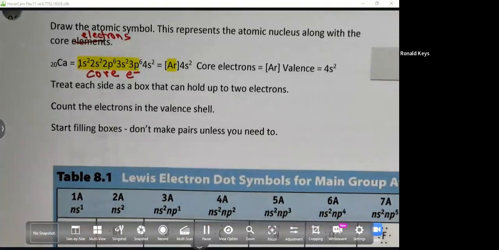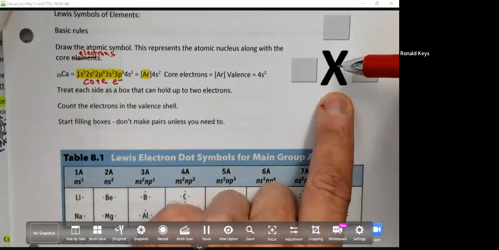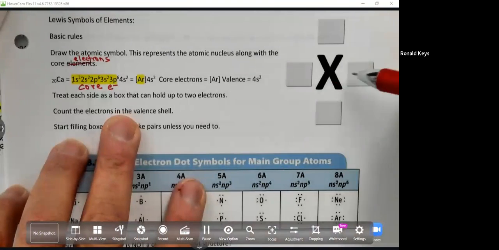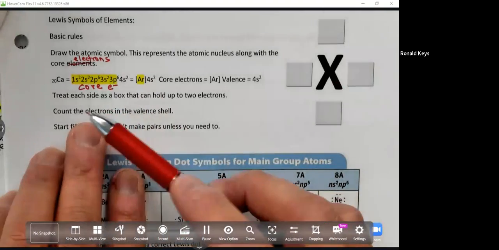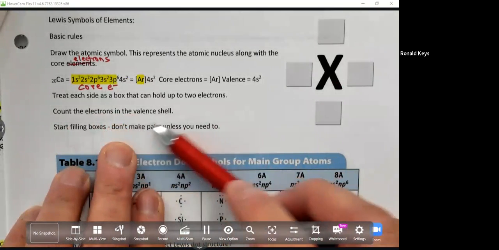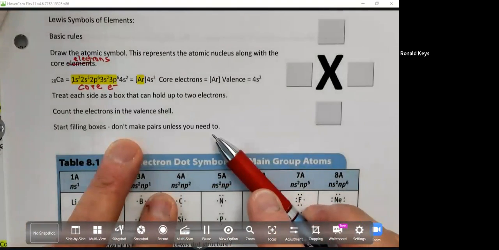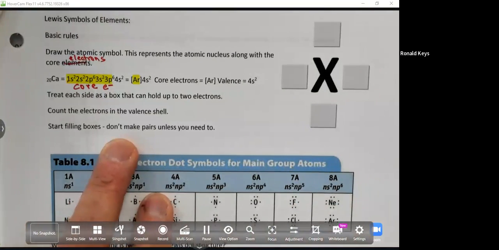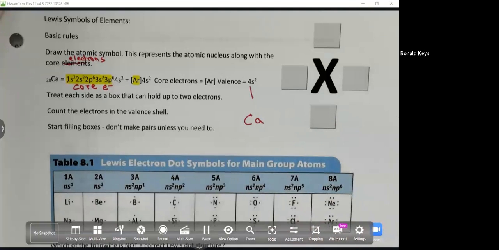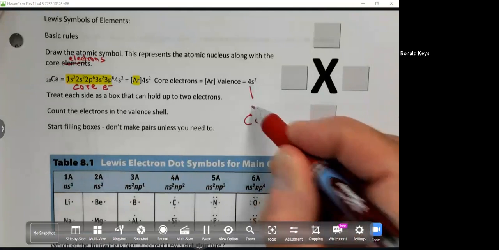We do it in Lewis structures. We write down the symbol. This represents again the core electrons and the protons in the nucleus. Then we have boxes, top, bottom, left, right. Typically, we treat each side as a box that can hold up to 2 electrons. Count the electrons in the valence shell. Start filling boxes. Don't make pairs unless you need to. So if we did this for calcium, we just start putting in electrons, it doesn't matter, you can just space them out.